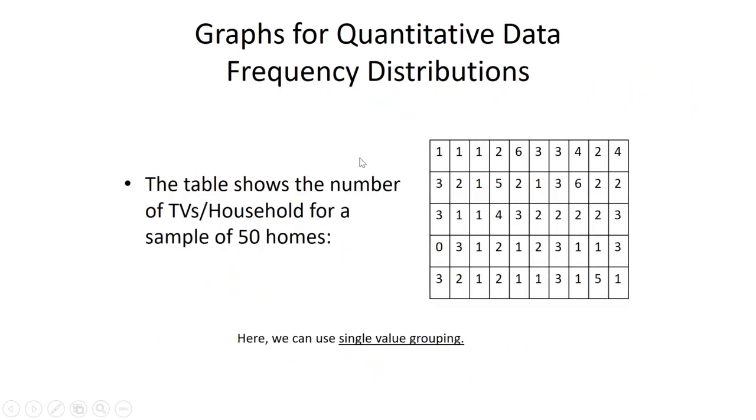If you start getting into quantitative data, you can't always make a category for every possible number, though sometimes you can. So here's some quantitative data. This happens to be what type of variable? Number of TVs. Is that discrete or continuous? Yeah, that's a discrete value. And when you're looking at discrete data, a lot of times you can use single value grouping. In other words, we'll give every single number its own category on the table.